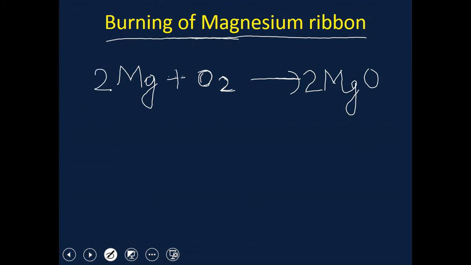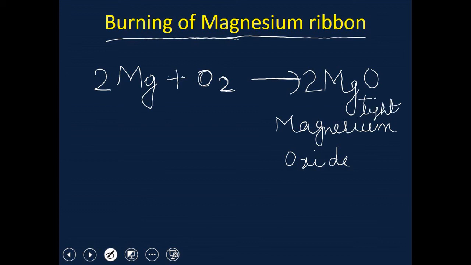So during the burning of magnesium ribbon, what happens? Magnesium burns with oxygen and produces magnesium oxide. The name of the substance produced is magnesium oxide. Apart from this, light is also produced. I'm just writing here plus light. I can write here magnesium oxide plus light. So this is the chemical reaction which takes place during the burning of magnesium ribbon.